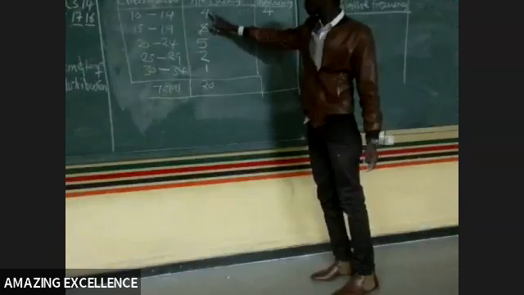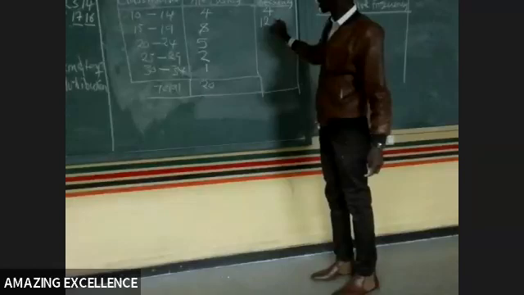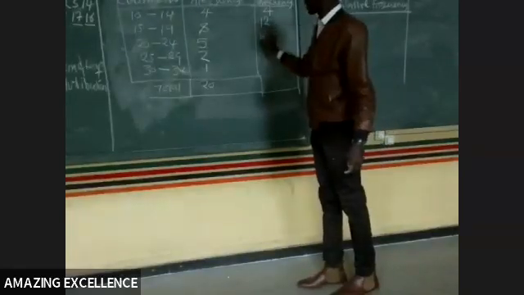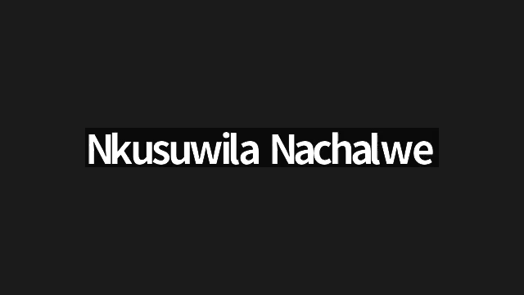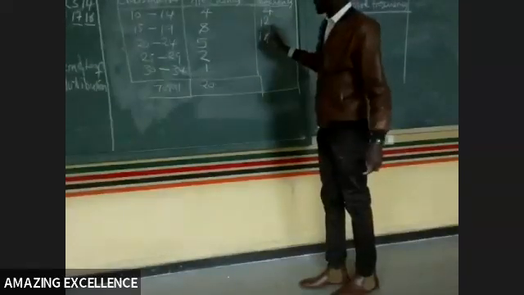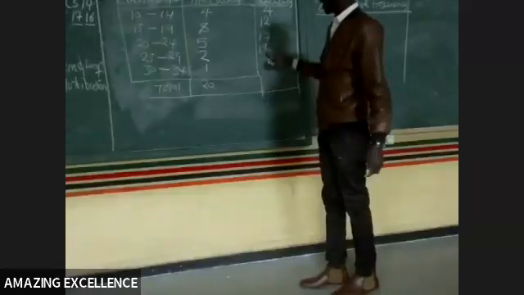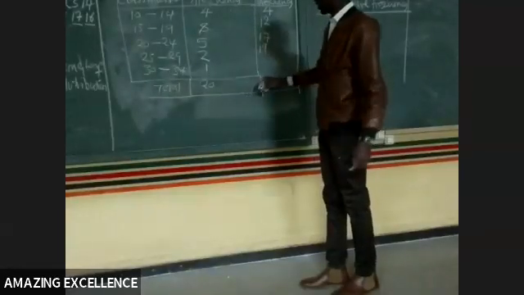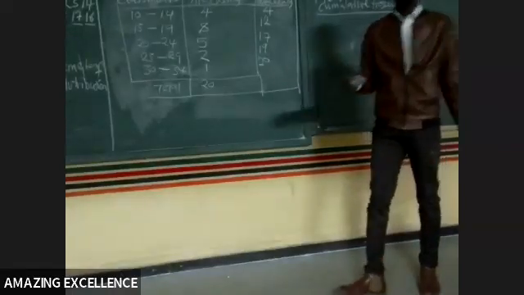Are you following? 4 plus 8 is 12. 12 plus 5 is 17. 17 plus 2 is 19. And 19 plus 1 is 20. This is called your cumulative frequency. There's a difference between frequency and cumulative frequency. Did you get that?